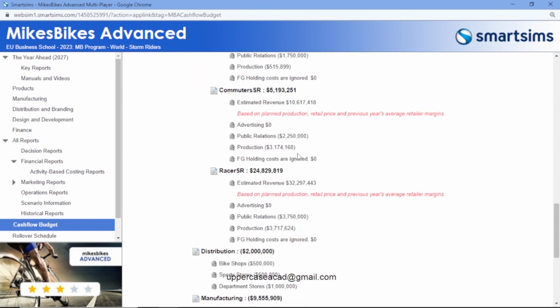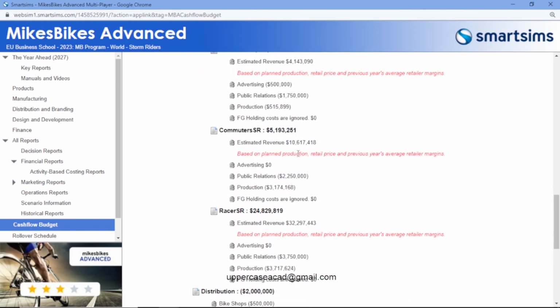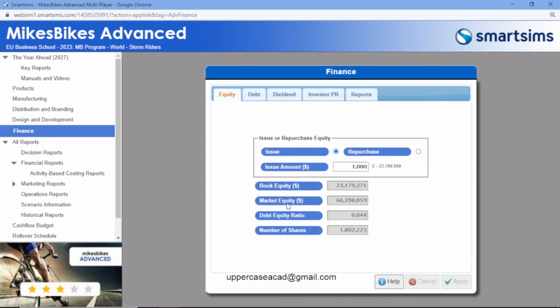So something you have to watch in this MikesBikes simulation in the finance segment is your debt to equity ratio. Let me show you where it is. It's in finance, my debt to equity ratio. If you have too much debt and you don't have enough equity, this will negatively affect your shareholder value. So ensure you are keeping your debt to equity ratio in check.